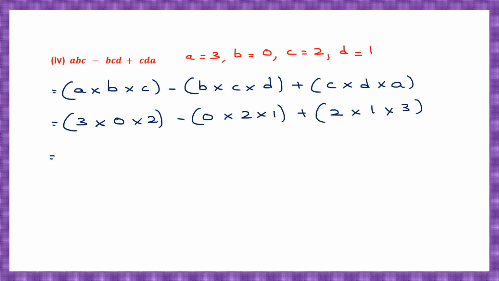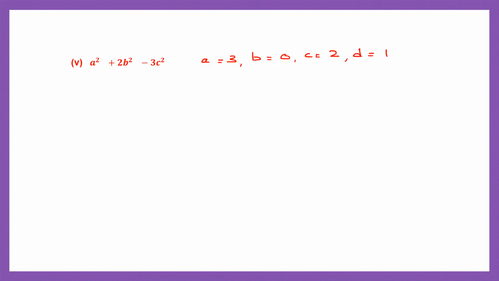So this will be 3 into 0 is 0, 0 into 2 is 0 minus the next one 0 into 2 is 0 and again that is also 0 minus the last set 2 ones are 2, 2 threes are 6. So here this is plus 6. So here we'll leave out the zeros. So our answer here is simply 6. So this is our final answer.